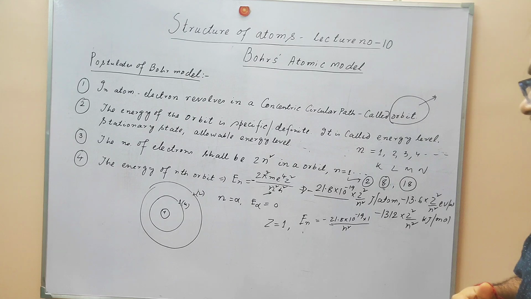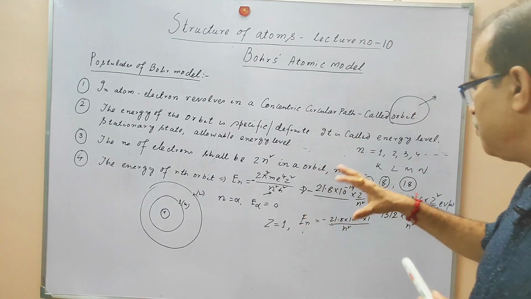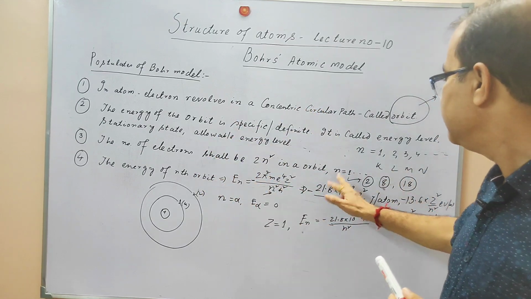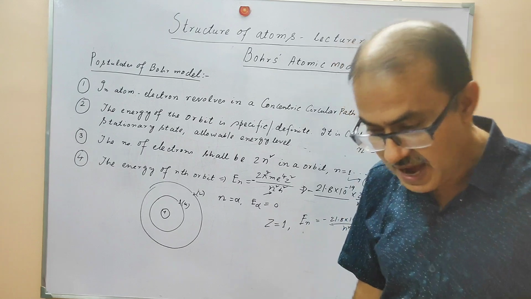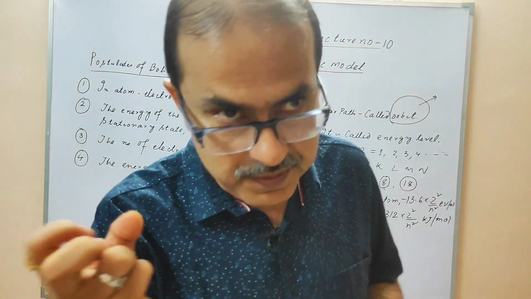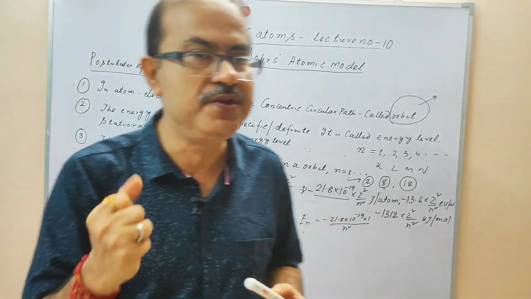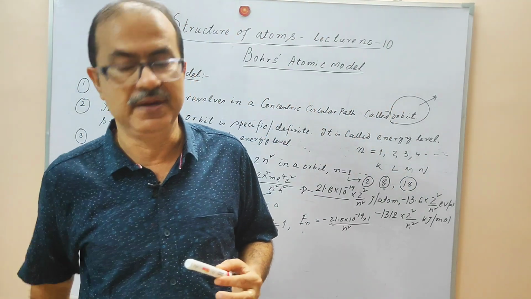Okay, so we understand the energy and its correlation with the number of the orbit, and the correlation with Z also. Z means the atomic number. The higher the atomic number, the lower will be the energy, and the electrons will be more tightly bound at the levels. Okay.